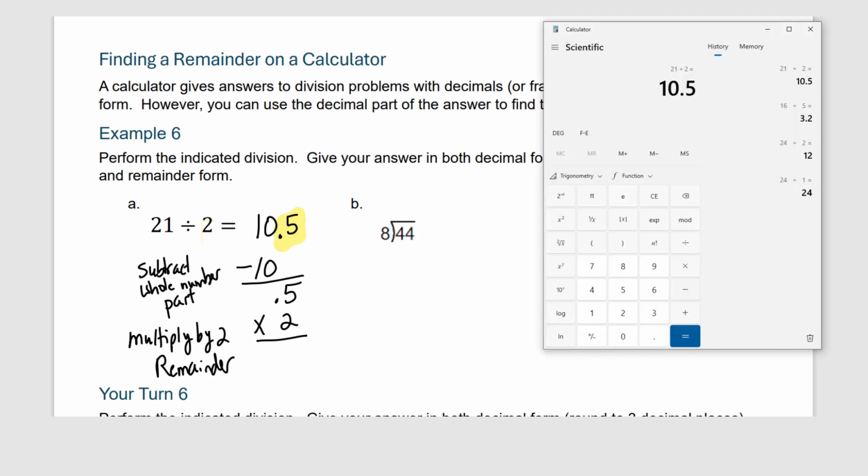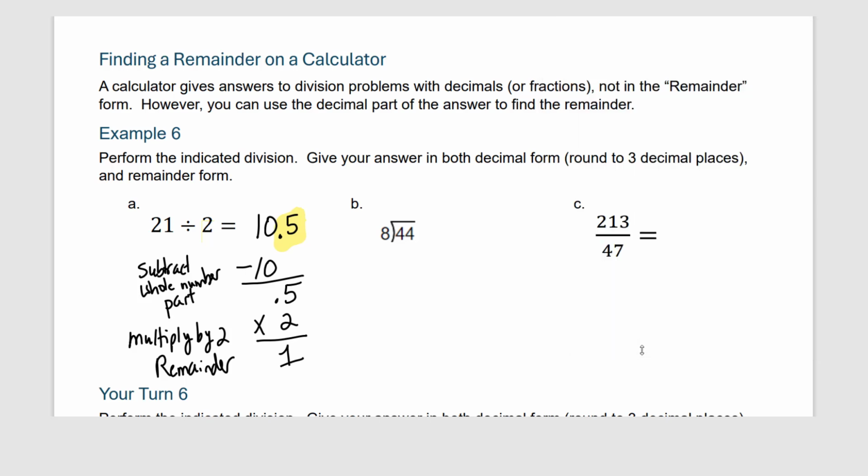So we're going to say take away 10 equals, and we're going to multiply just the decimal part by 2, because remember it had already been divided by 2 to get it in decimal form. And that's going to leave us with a remainder of 1. So instead of writing 21 divided by 2 equals 10.5, we're going to say 21 divided by 2 is 10 with a remainder of 1. This is the answer I'm looking for.